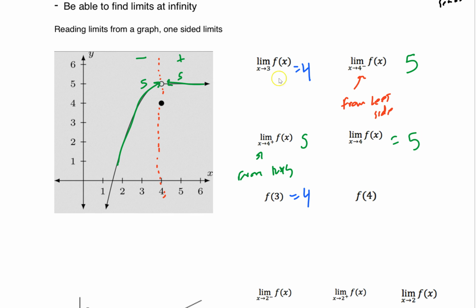This is what it looks like it's going to happen. It looks like it's going toward 5. It looks like it's going to be 5 at that value. So that's your limit. Now again, limit doesn't care what actually happens, right?